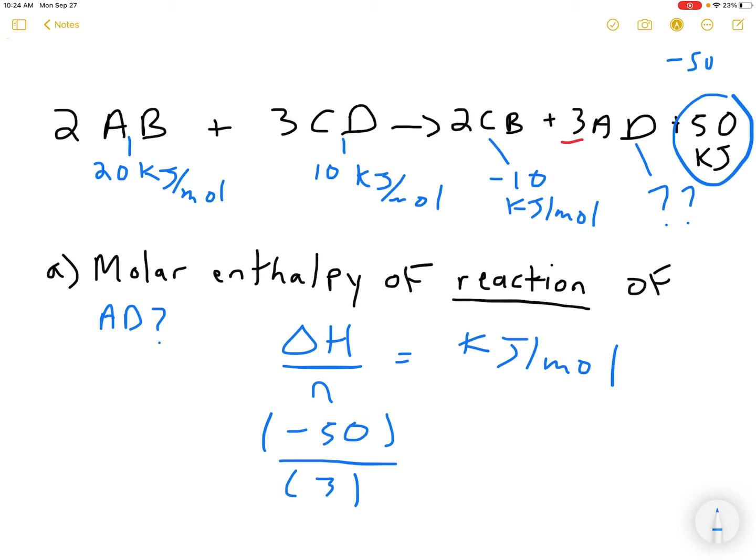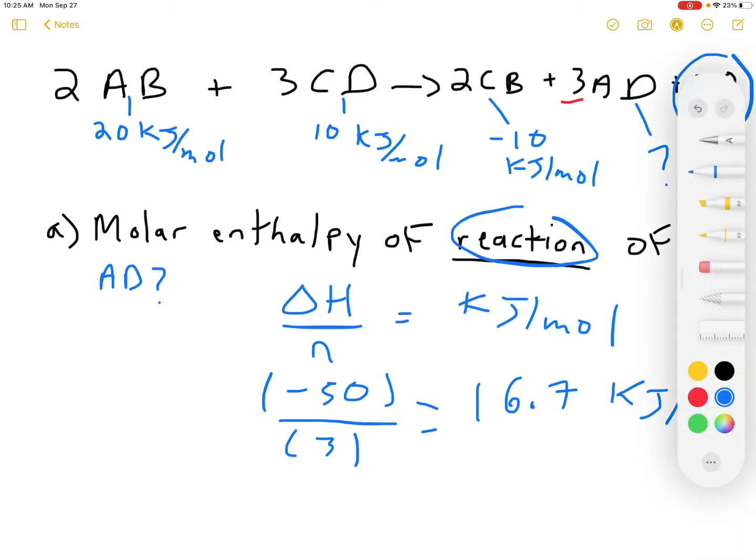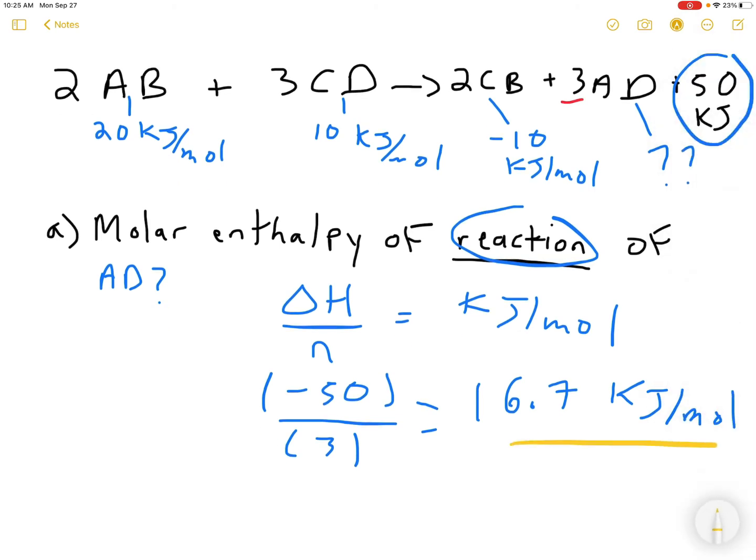And when we plug that into our calculator, we get about, if this is a 3-digit answer, 16.7 kilojoules per mole. So when I ask for the molar enthalpies of reaction, you just take the enthalpy change and then you divide it by the number of moles.